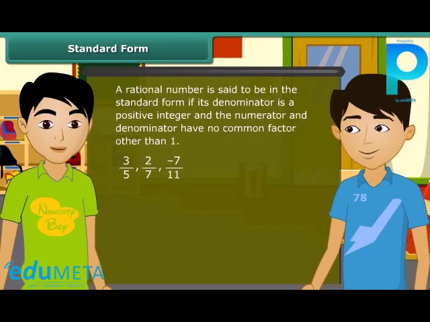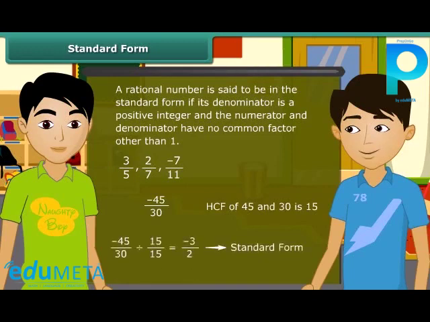And if the numbers are not in the standard form, then it is reduced to the standard form. For example, -45/30 is not in a standard form. We will reduce it by dividing its numerator and denominator by their HCF. Here the HCF of 45 and 30 is 15. Yes, so we will divide the numerator and denominator by 15, and we will get the rational number -3/2, which is in a standard form.